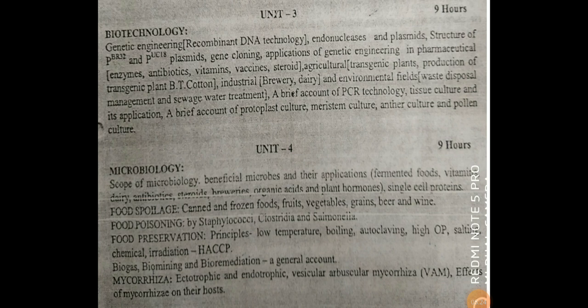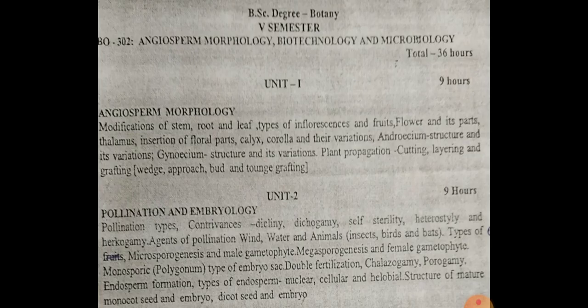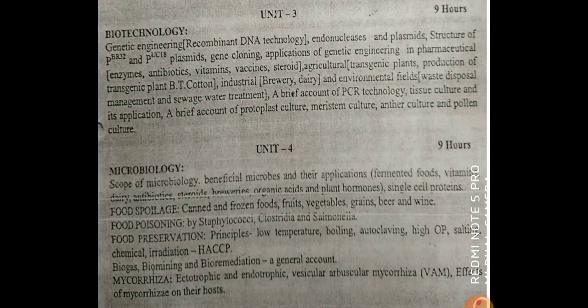So overall we will study different concepts of advanced plant studies, that is angiosperm morphology, biotechnology and microbiology. This is paper 6 for the 5th semester. The paper code is BO 302.